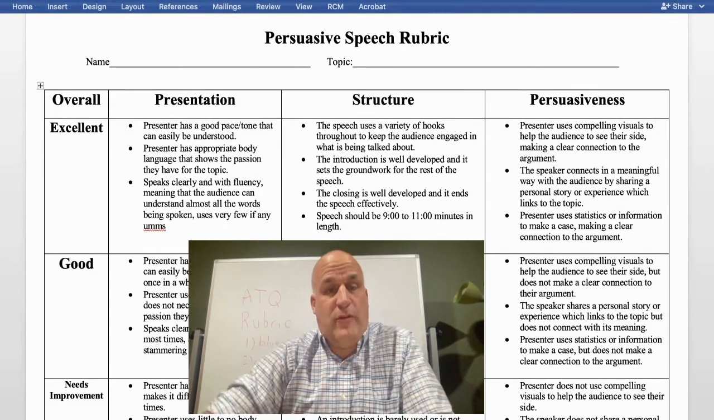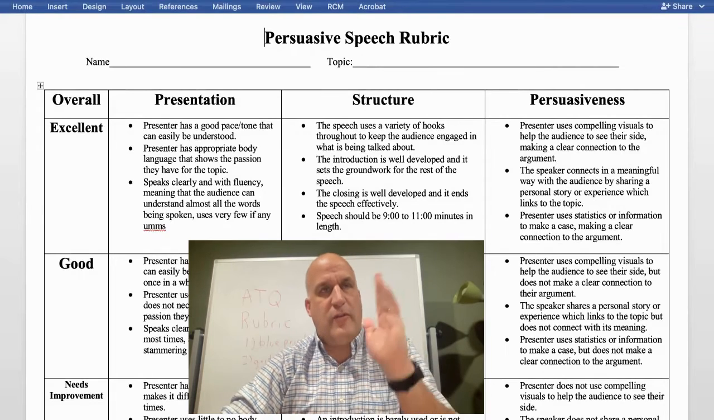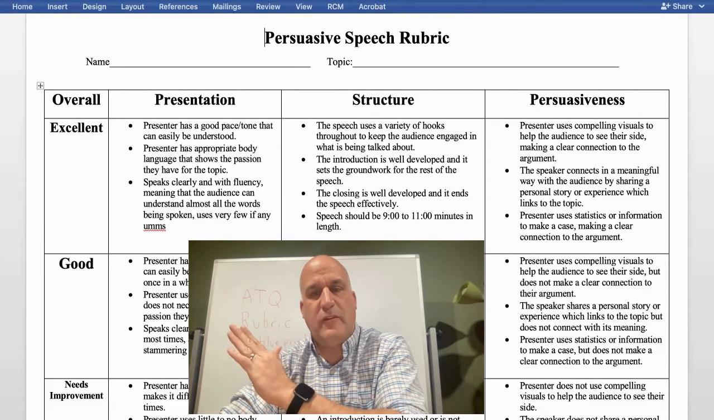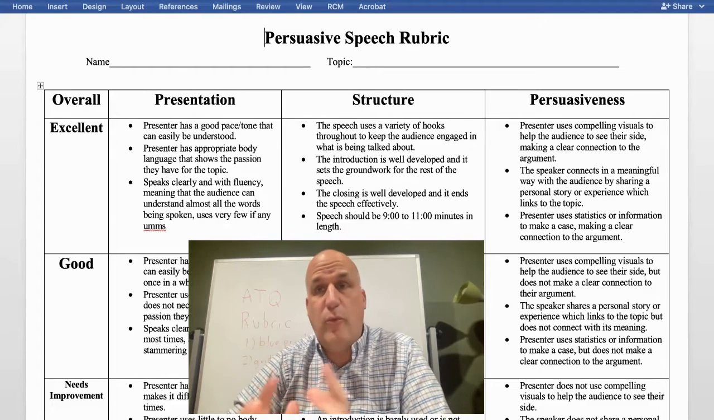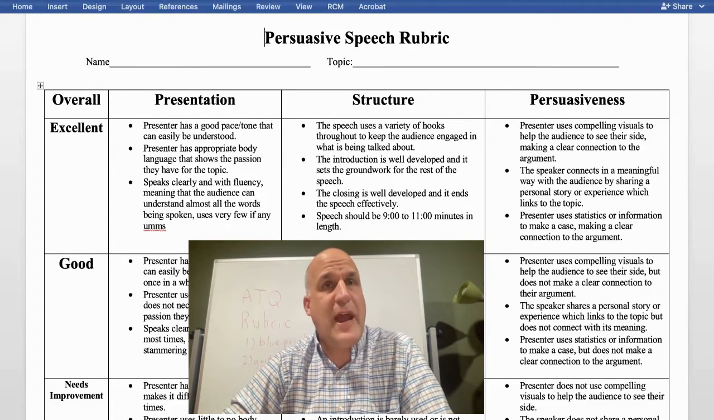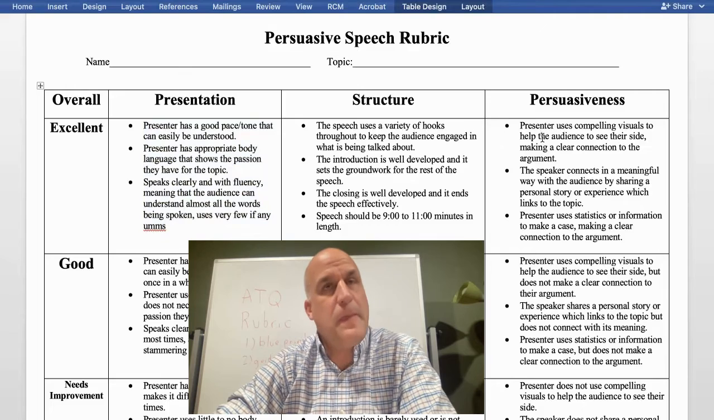Here is another example of a rubric. Here it's broken down into 3 parts. You have the presentation, you have the structure, and you have the persuasiveness. If you look, there are no points assigned, so you can assume that all 3 are equally important. If you focus all of your attention on the presentation, but you're not persuasive at all, then you're not going to get the grade that you want.